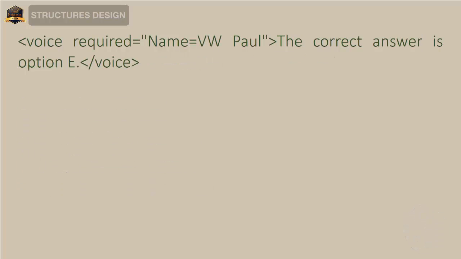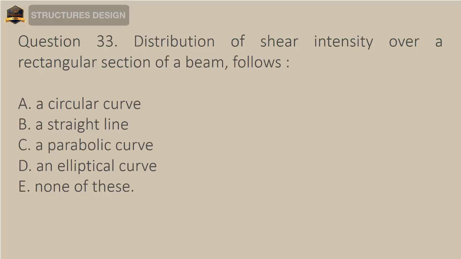Question 33. Distribution of shear intensity over a rectangular section of a beam follows A. A circular curve, B. A straight line, C. A parabolic curve, D. An elliptical curve, E. None of these. The correct answer is option C.